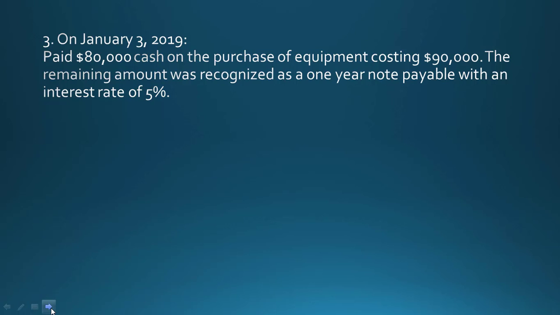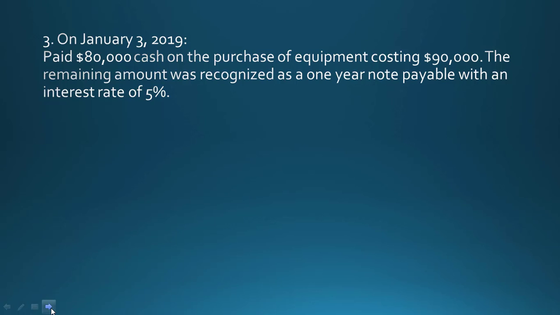So what should be the journal entry? As you paid cash 80,000, 80,000 should be credited, and you bought equipment of 90,000, so 90,000 will be debited. As we know, the debit side and credit side will always be equal. In our case it is not happening. Where is the rest 10,000?